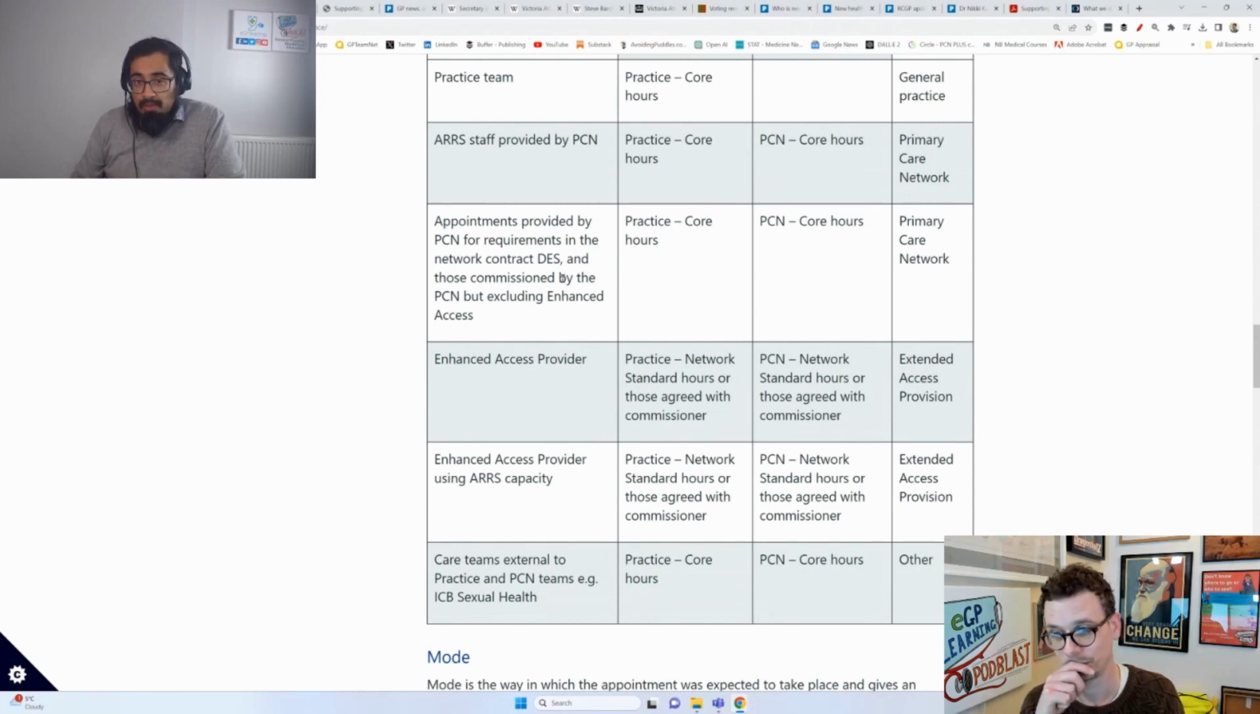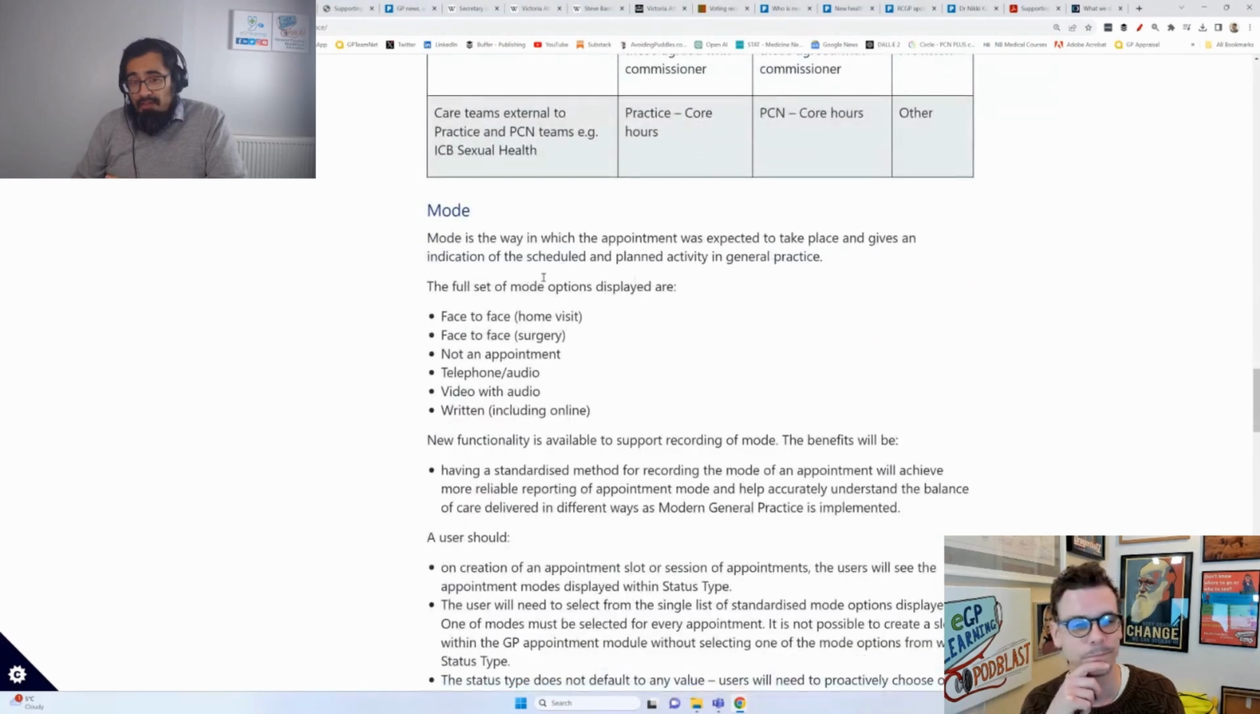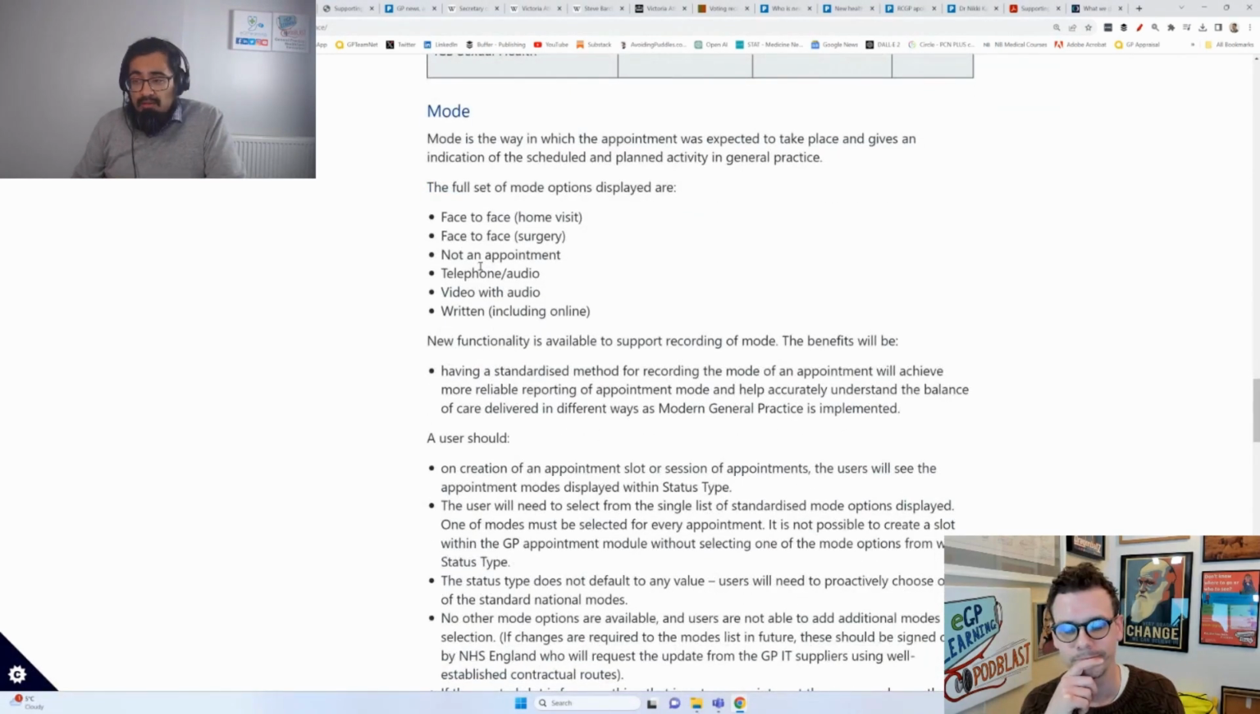The next part talks about mode, and this is probably the one that came in afresh back in April. So it talks about six different modes of consultation. You've got face-to-face as a home visit, and face-to-face taking place within the surgery. You've got not an appointment, which is as it sounds. Something else. Telephone or audio consultation, video with audio consultation. So I guess you can't really, by their definition, have a video without audio. I don't know, maybe it's possible. You could mime your consultation, play charades. And then written, which is your online consultations that many of us can consider.